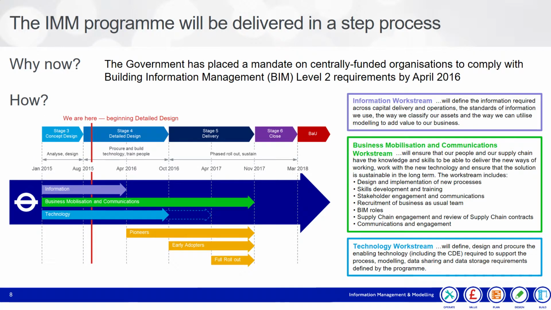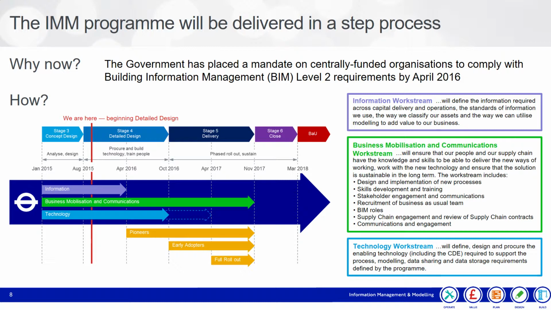Why are we delivering the programme now? This is due to the government mandate, which specifies that all centrally funded organisations must be BIM Level 2 compliant by April 2016. As TfL is a partially funded government organisation, it must be compliant. However, we will not be fully Level 2 ready by April 2016, but have a detailed plan depicting how and when we will get there.